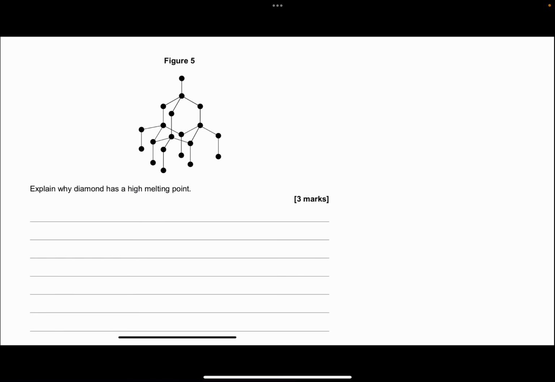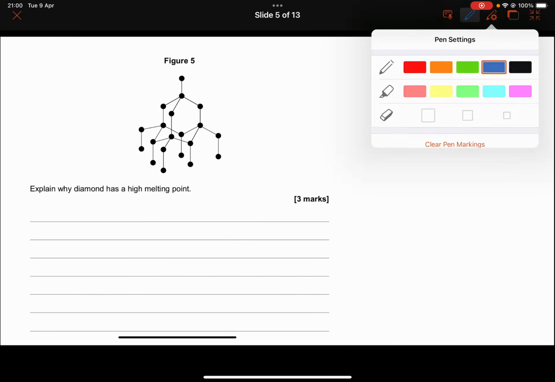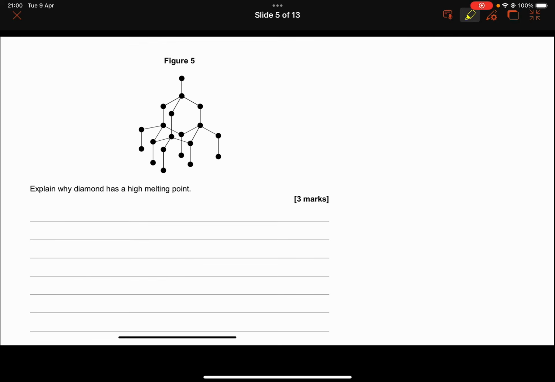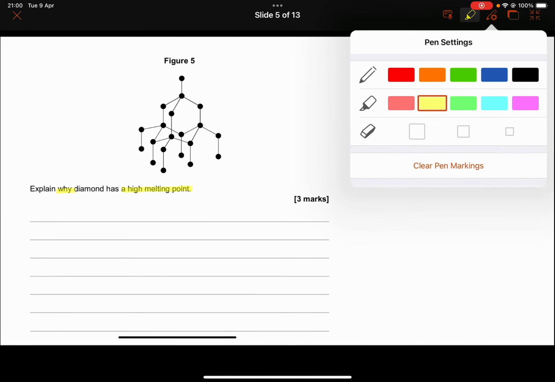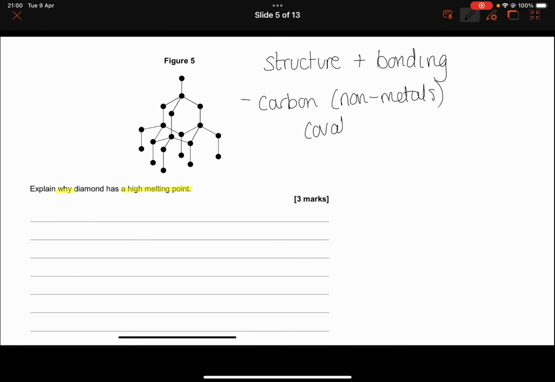This one, diamond. Why does diamond have a high melting point? You wouldn't believe how many times I have seen this question come up on an exam paper. Why does diamond have a high melting point? Now, this question is about the structure and bonding in diamond. So again, before you answer a question like this, you need to think, right, diamond. Diamond is made of carbon. Carbon is a non-metal. The bonding in non-metals is covalent.